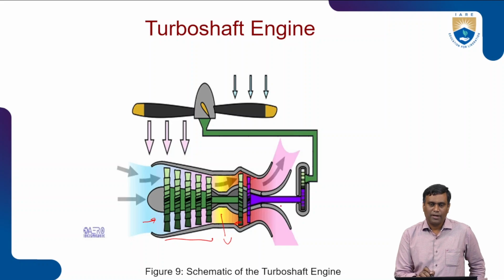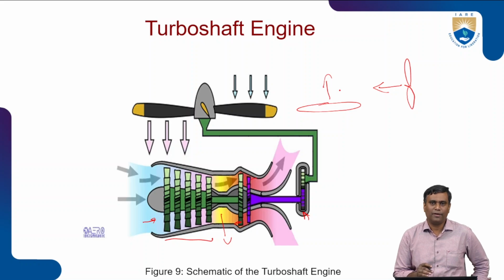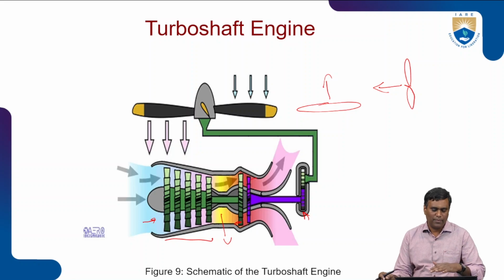This free turbine is connected through a shaft and reduction gearbox to rotor blades, which rotate in a horizontal plane. In the case of turboprop, they rotate in a vertical plane and generate horizontal thrust. In this case, they rotate in a horizontal plane and generate vertical thrust. That is the purpose it is used for VTOL, vertical takeoff and landing vehicles, right? Remaining everything, the operation of the core engine, remains the same.